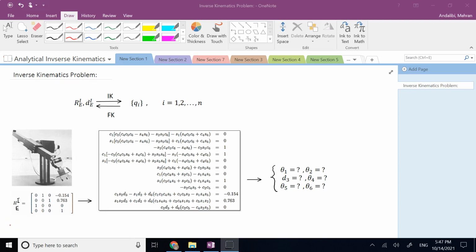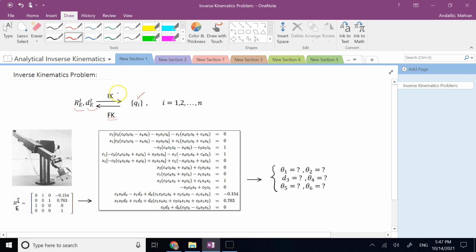Hello everyone, this is our first video on Analytic Inverse Kinematics. If you remember in the forward kinematics problem, I give you the joint variables as well as the geometry of the robot, and then I ask you to find for me the rotation matrix and the position vector of the end effector in the base or inertial frame. Right, which you could do with the DH convention, the vector addition method, or any other method.